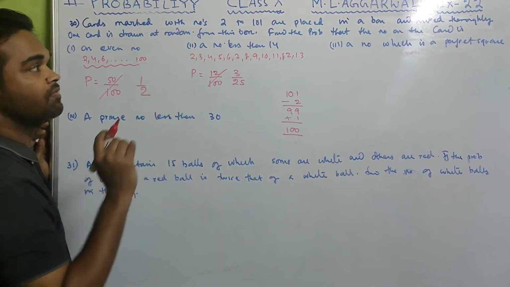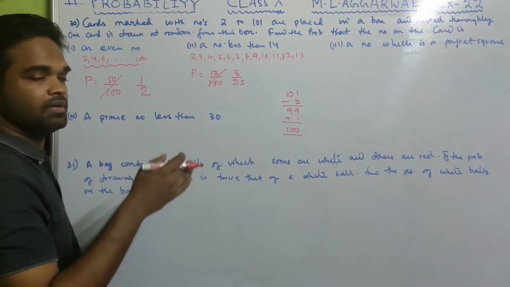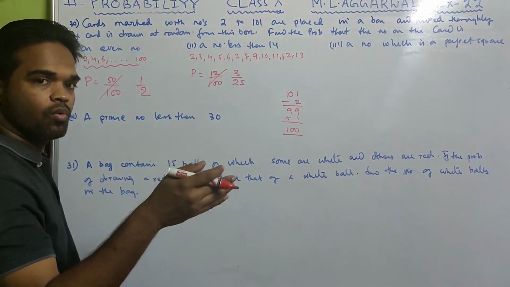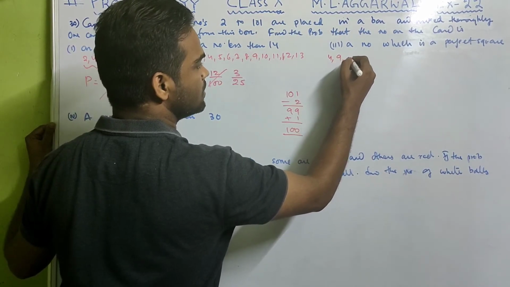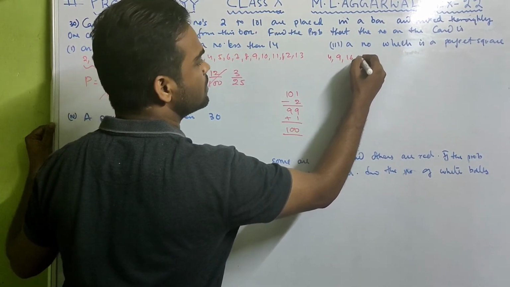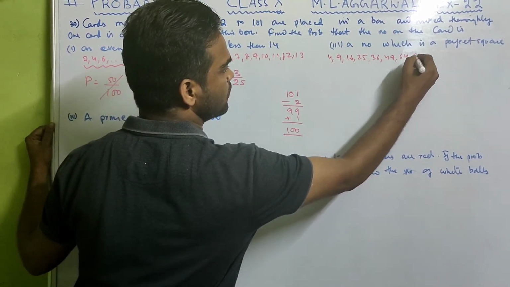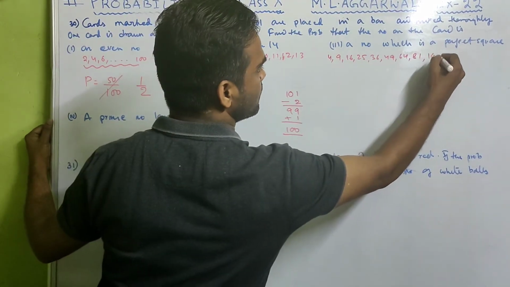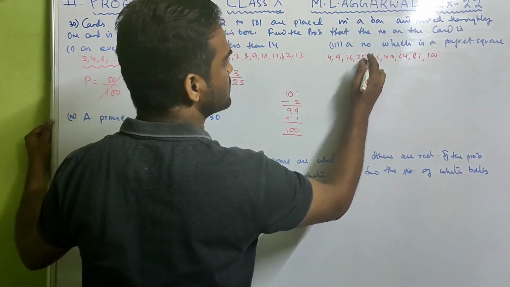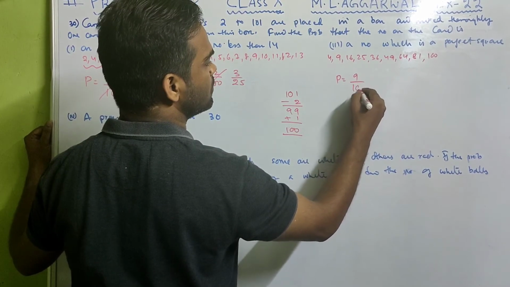A number which is a perfect square. Again, 1 is not there. 2 2s are 4. So 4. 2 3s are 9. 4 4s are 16. 25, 36, 49, 64, 81, and 100. Yeah. So that will be 9 perfect squares out of 100.